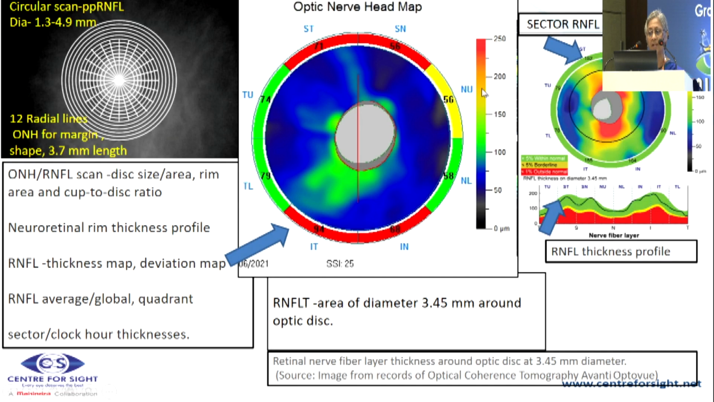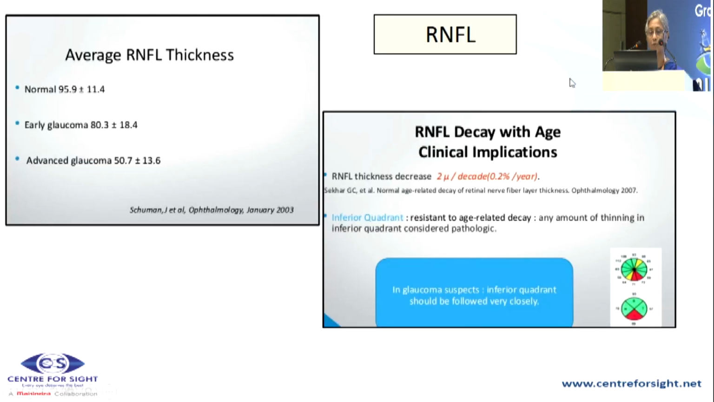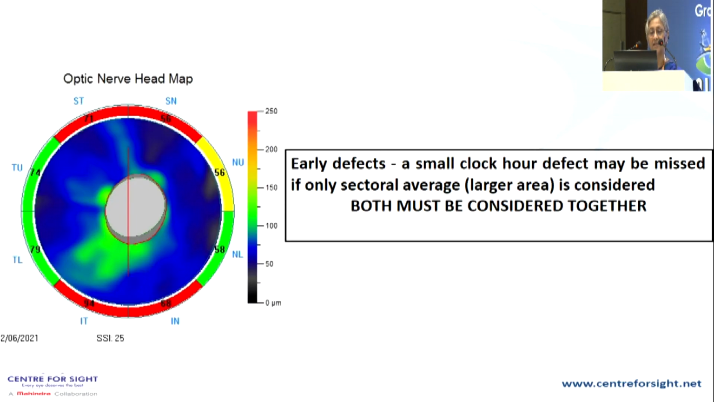Now look at this one and look at this one. Hourglass pattern, all the numbers are present sector-wise, and you can come to know. Remember that the RNFL thickness does change with age. Normal it is 95.4 approximately. In Indians it's 100. Early glaucoma it becomes 80, advanced glaucoma 70. There is definitely an RNFL decay with age.